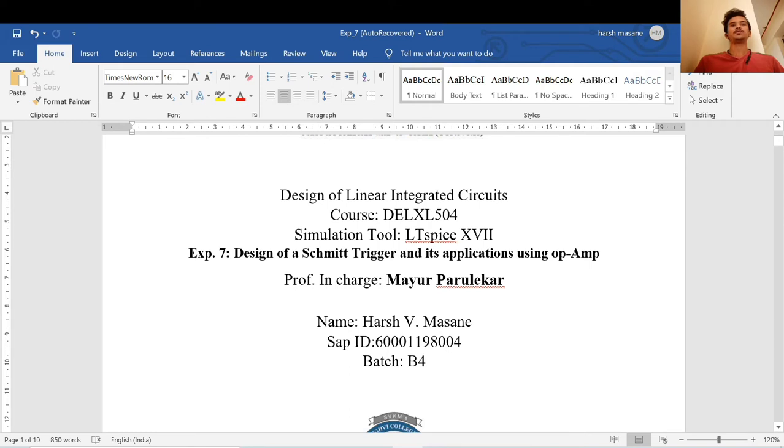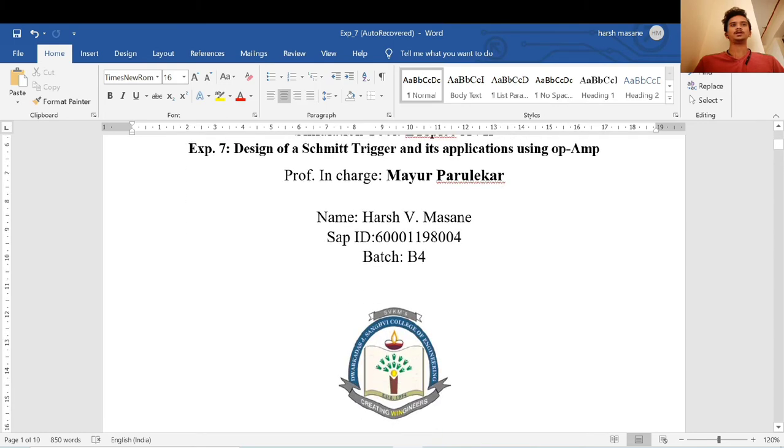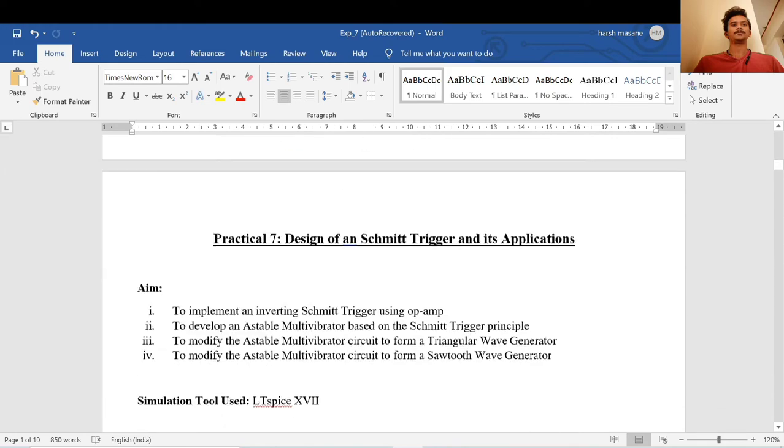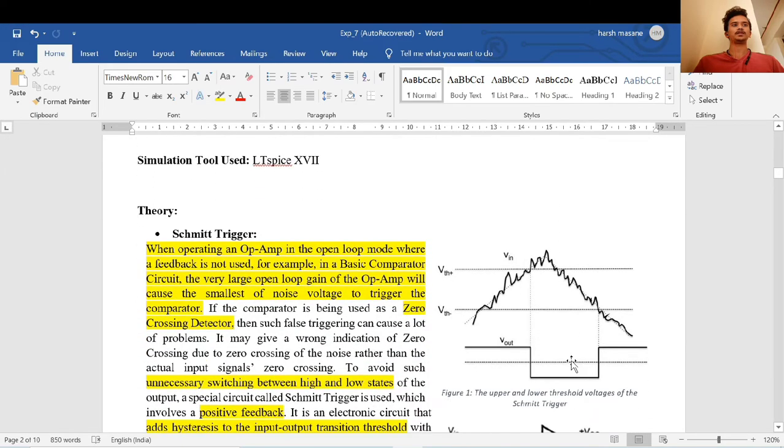600011980004. Today I am going to present my 7th DLIC practical, that is the design of a Schmitt trigger, and we will see some of its applications using an op-amp. Here I am going to use LTspice to design my circuits. So let's start. First, let's see what a Schmitt trigger is.